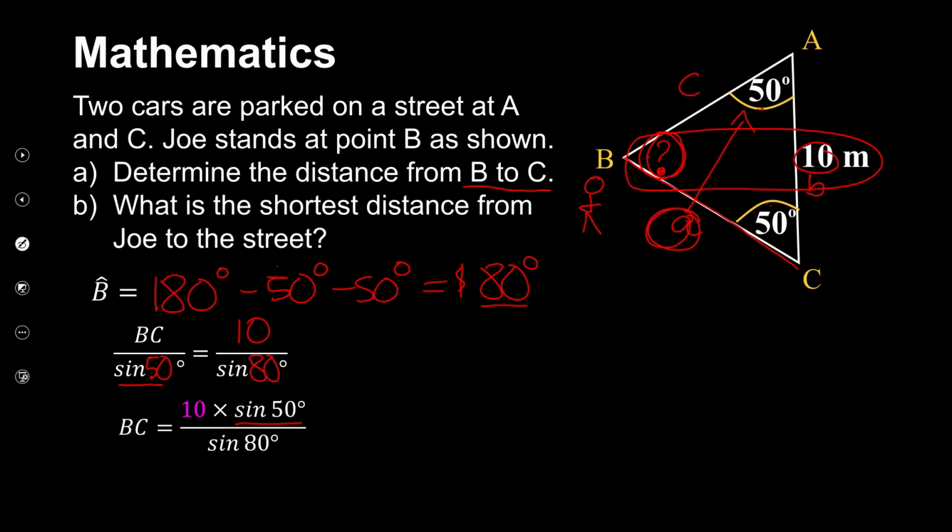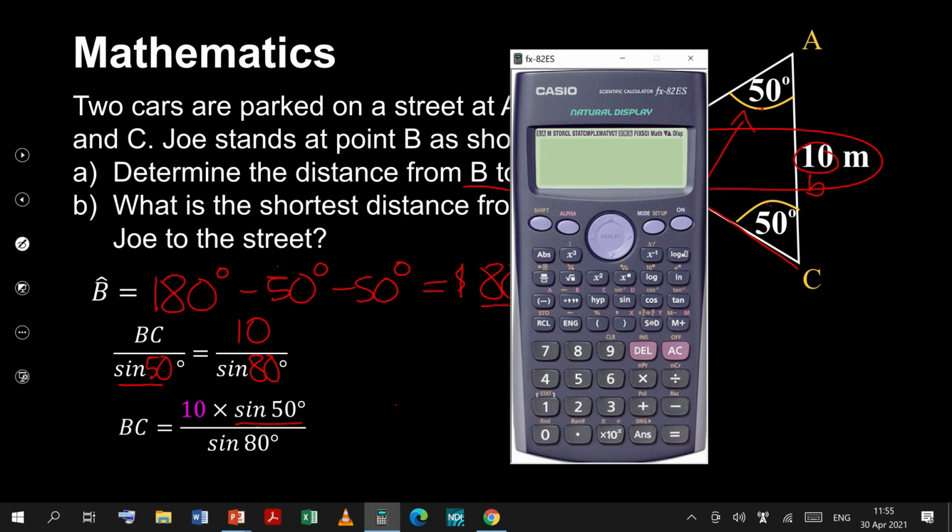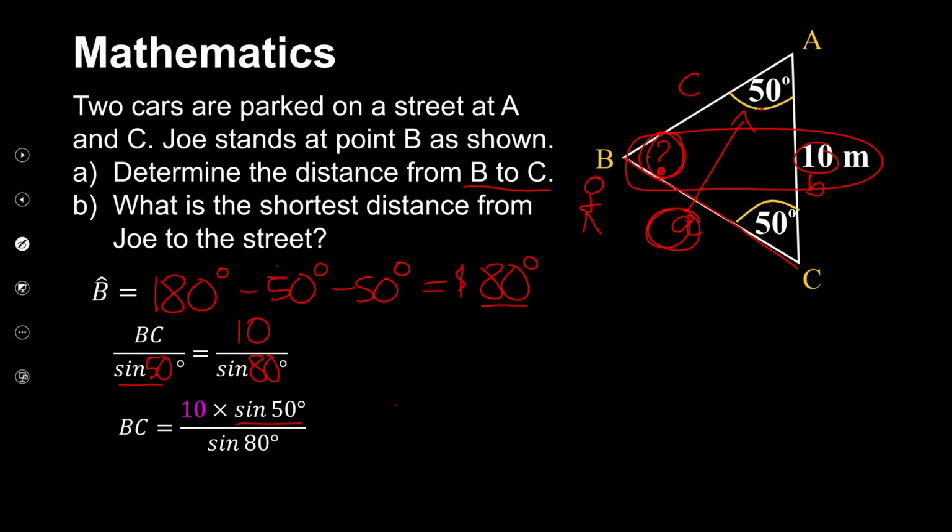Okay, put this into our calculator quickly. So it's going to be 10 times sine 50 divided by sine of 80 degrees. So our answer is 7.7786. Remember again, we are rounding off to 2 decimal places. So the 0.77 will become 0.78. So the length of BC will be 7.78 meters.